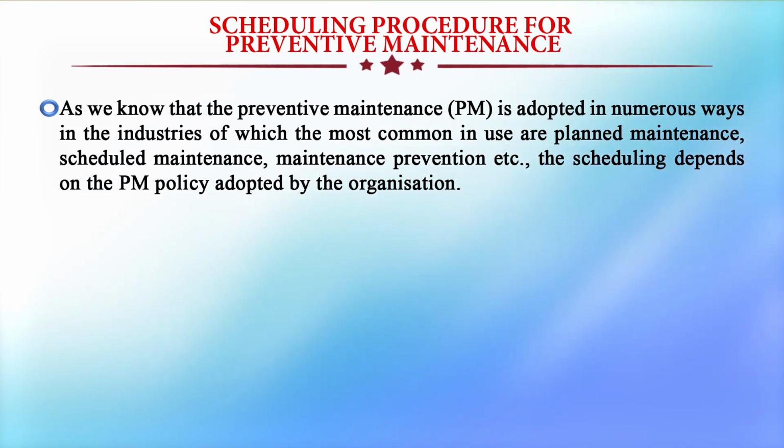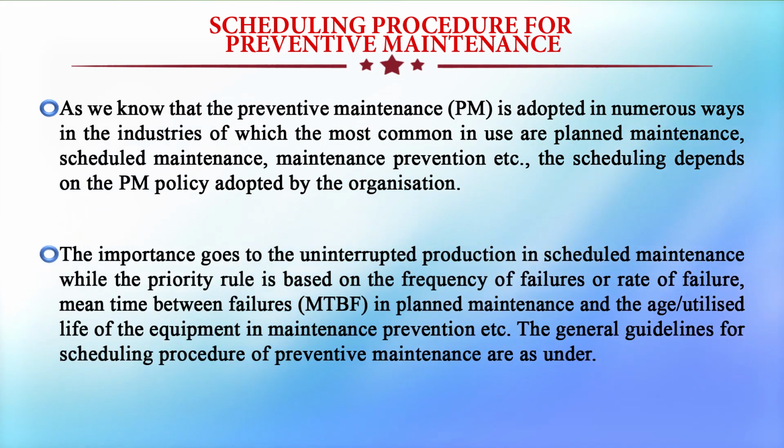The scheduling depends on the preventive maintenance policy adopted by the organization or the company. The importance goes to uninterrupted production in scheduled maintenance, while the priority rule is based on the frequency of failures or rate of failures, mean time between failures, in planned maintenance, and the age life of the equipment in maintenance prevention, etc. The general guidelines for the scheduling procedure of preventive maintenance are as under.